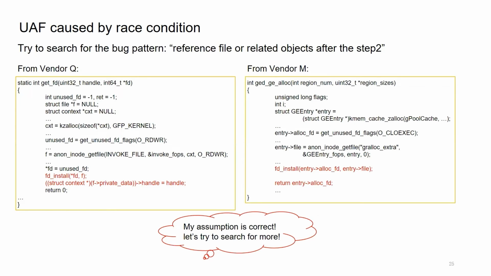Based on these kernel APIs, I searched for the bug pattern in some vendors' kernels. And I quickly found two typical instances of the bug pattern in the kernels of two vendors. As you can see, the file or related objects get referenced after step 2 of the FD export operation. And this just proves that our assumption is correct.